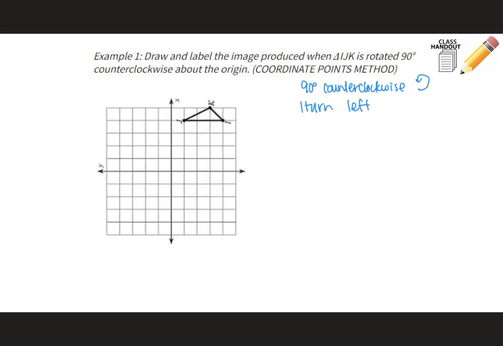Now, pretending this is the new orientation, this is our new x-axis, this is our new y-axis. We're going to write down the points of our new figure. Our new J prime is going to be (1, 4). Then K prime is going to be (3, 5). Then we're going to do I prime, which is (4, 4).